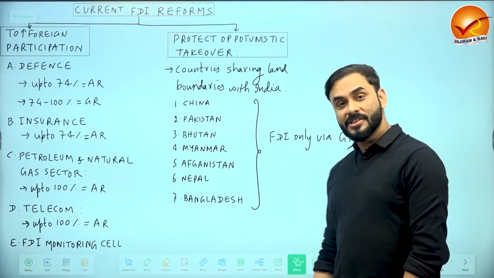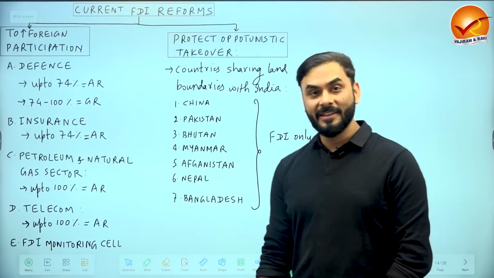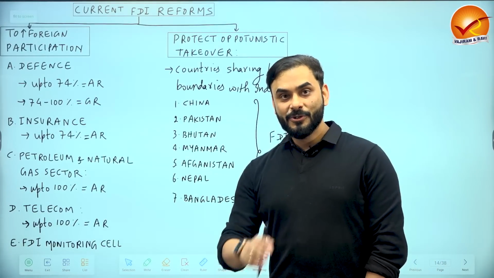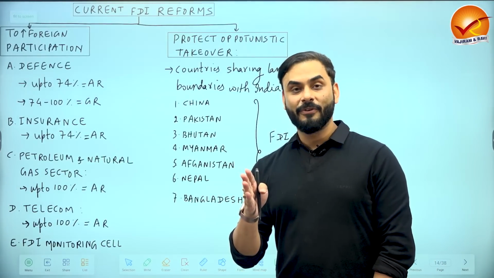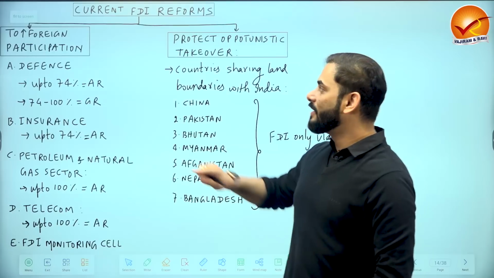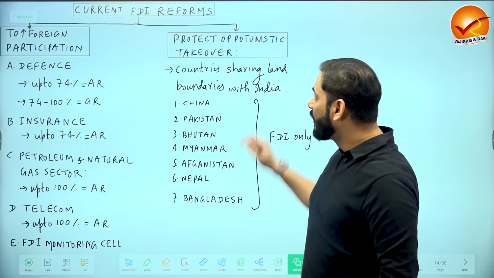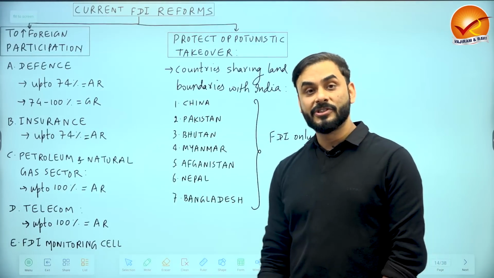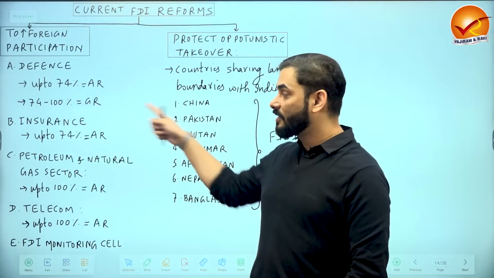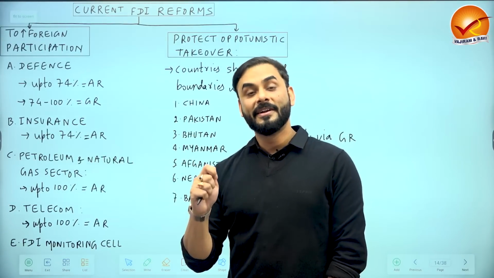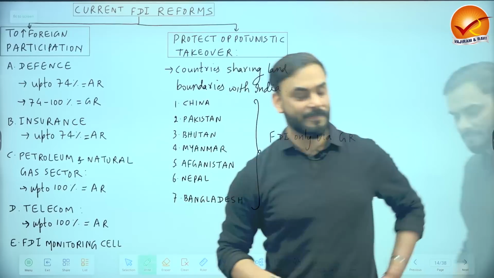Now, what are some of the reforms that have been undertaken in the field of foreign direct investment? So we can categorize the reforms under two parts. Number one is to increase foreign participation, and number two is to protect against opportunistic takeover. Let me explain what these two types of foreign direct investment reforms are.